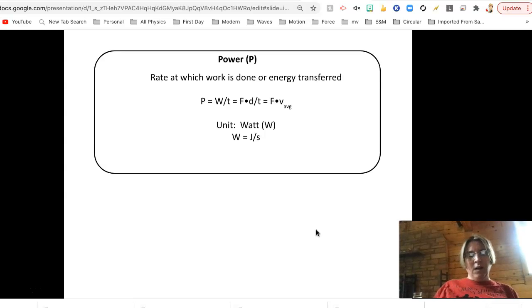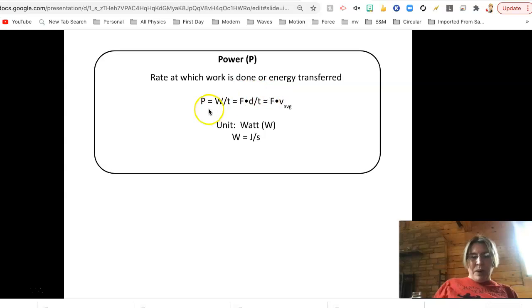Finally, sometimes we don't just care about the amount of work being done, but we want to know how fast it's being done, and that's power. Capital P for power, not to be confused with little p, which is momentum. Power is the rate at which work is done or energy is transferred. And again, like some other formulas, this is how it's written on your reference tables, and it's not very user-friendly. You're going to use one of these three formulas.